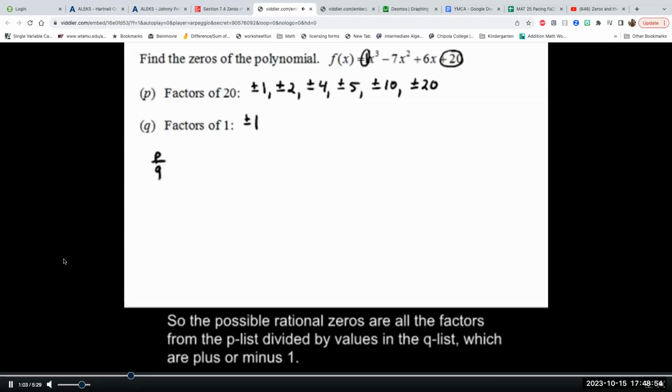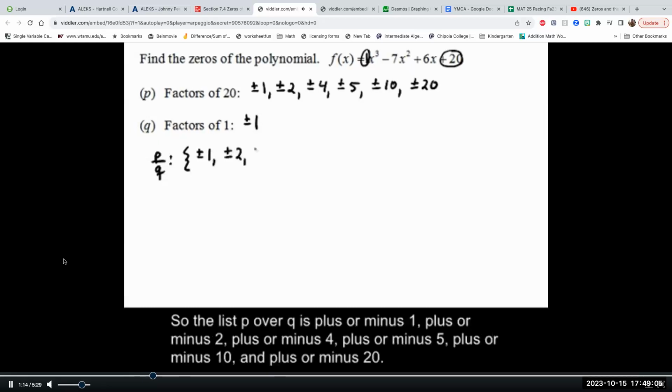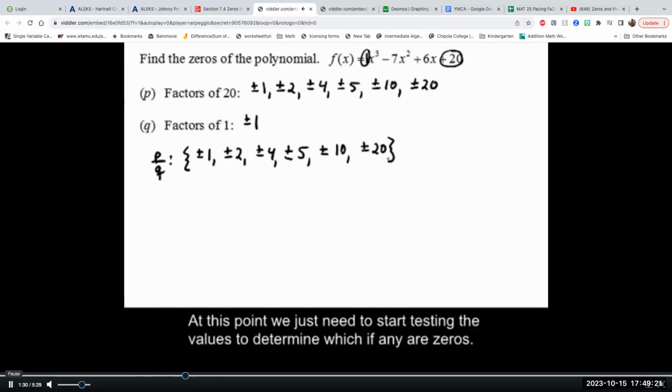So the possible rational zeros are all the factors from the p list divided by the values in the q list, which are plus or minus 1. So the list p over q is plus or minus 1, plus or minus 2, plus or minus 4, plus or minus 5, plus or minus 10, and plus or minus 20. At this point, we just need to start testing the values to determine which, if any, are zeros. And I'm going to show you again at the end of this video a shortcut so you know which ones of these are actually zeros.